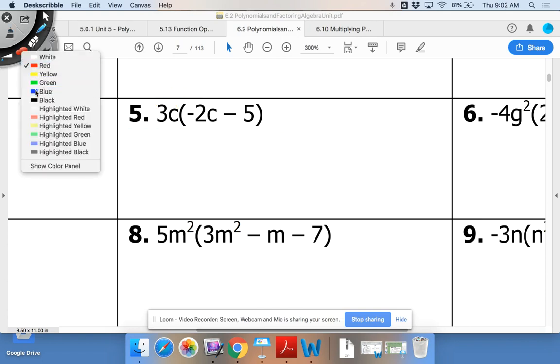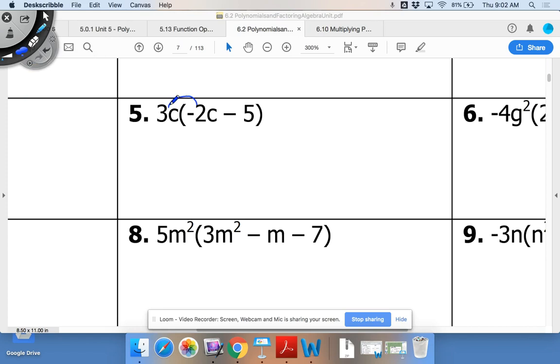So on number 5, we're going to also need to distribute. So 3c times negative 2c would be negative 6c squared. So we multiply the coefficients, and 3 times negative 2 is negative 6, and then we multiply the variables, and c times c is c squared. But we're not finished because now we have to distribute negative 3c times negative 5 would be negative 15c. And that's our final answer. Okay, so that is a monomial times a binomial.